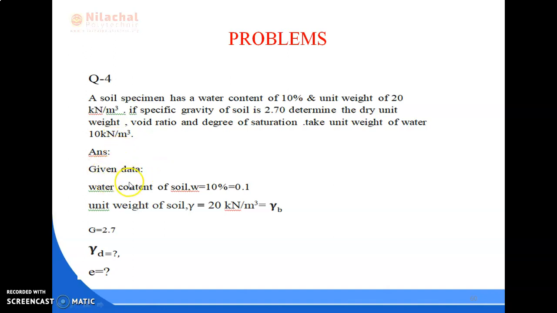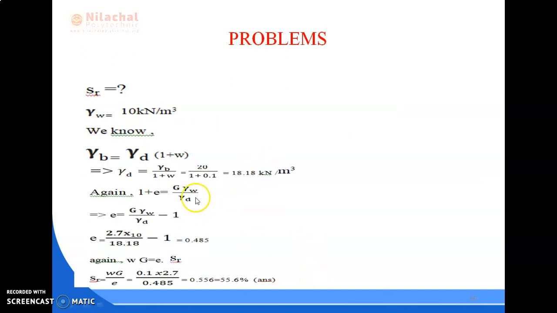Now the given data are: water content of soil W equal to 10%, we convert it into decimal 0.1. Unit weight of soil gamma equal to 20 kilonewton per meter cube, also gamma B, the bulk unit weight. Next G, specific gravity of soil solids, that is 2.7, is given. Again we have to find out: determine the dry unit weight gamma D equal to question mark, void ratio E equal to question mark and degree of saturation Sr equal to question mark.